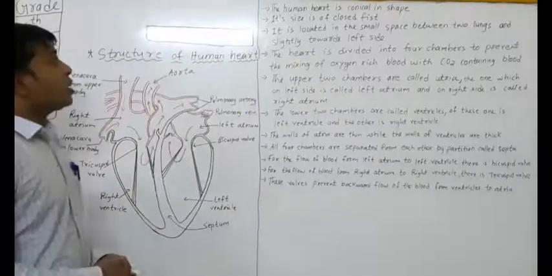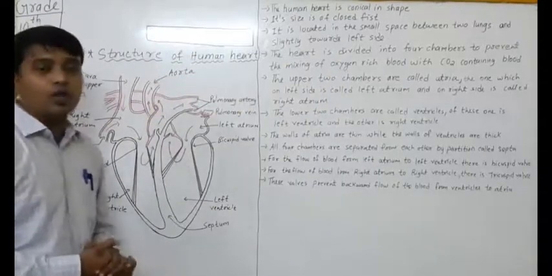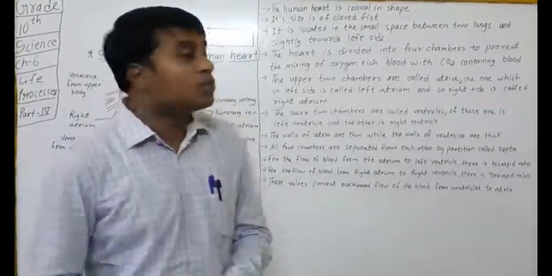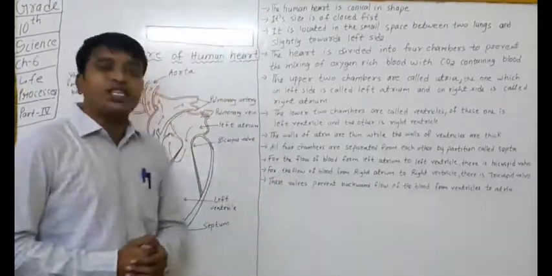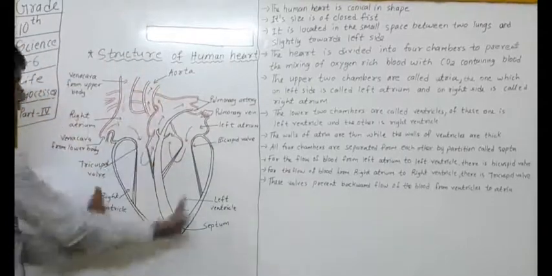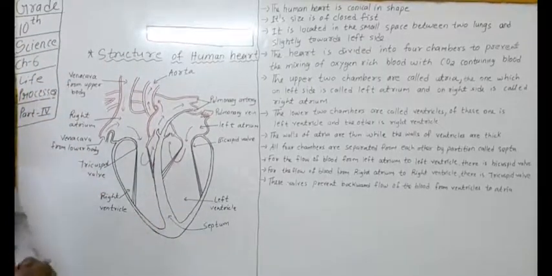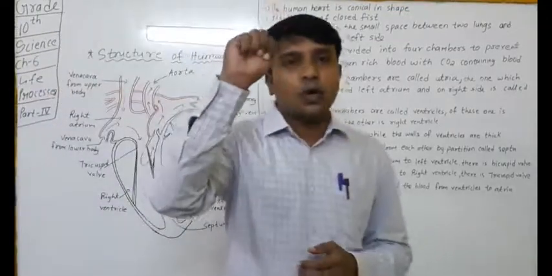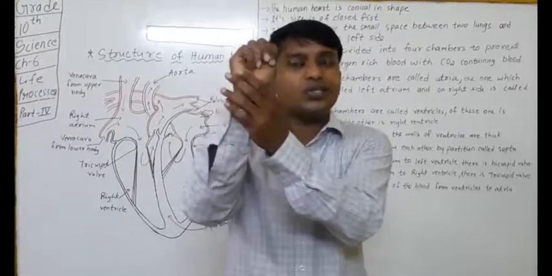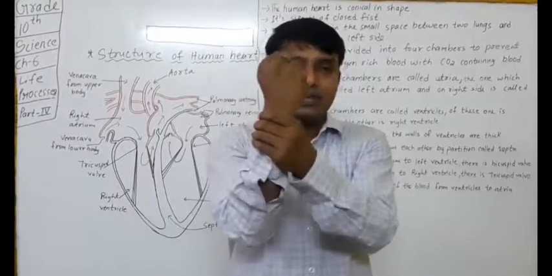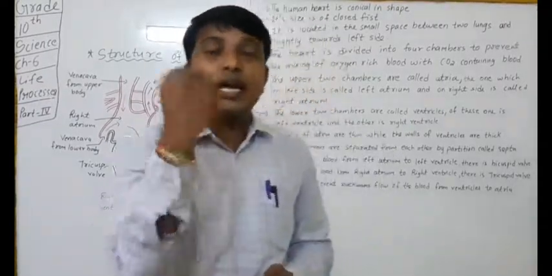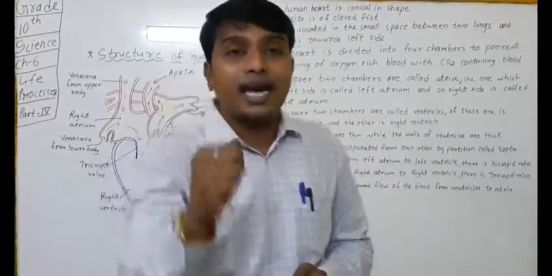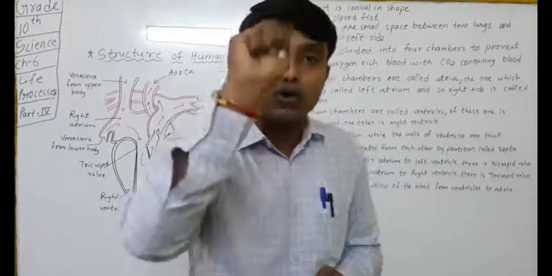The human heart is conical in shape, because we are learning about the structure, how our heart looks. So the first point is that the human heart is conical in shape. Second, its size is that of a closed fist. When you close your fist, whatever the size of your fist is, that is the size of your heart.